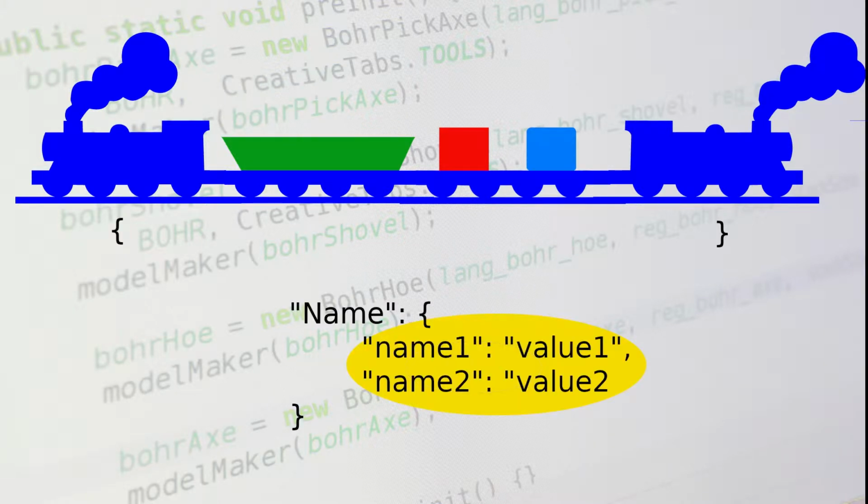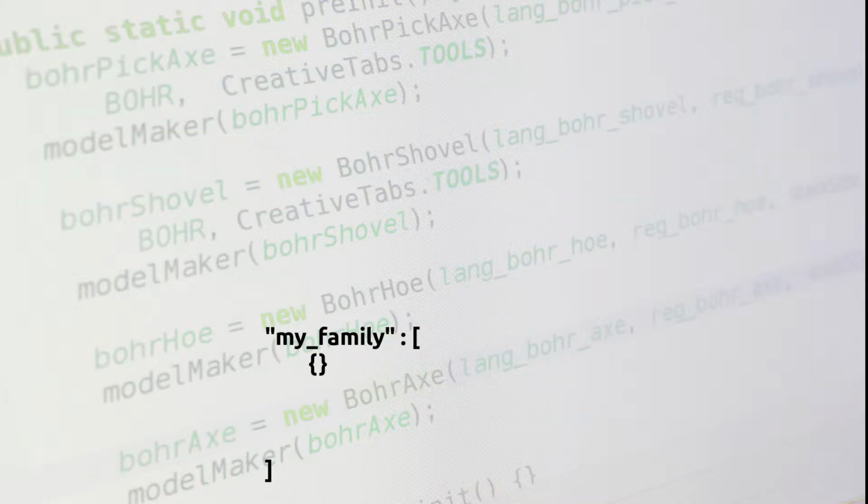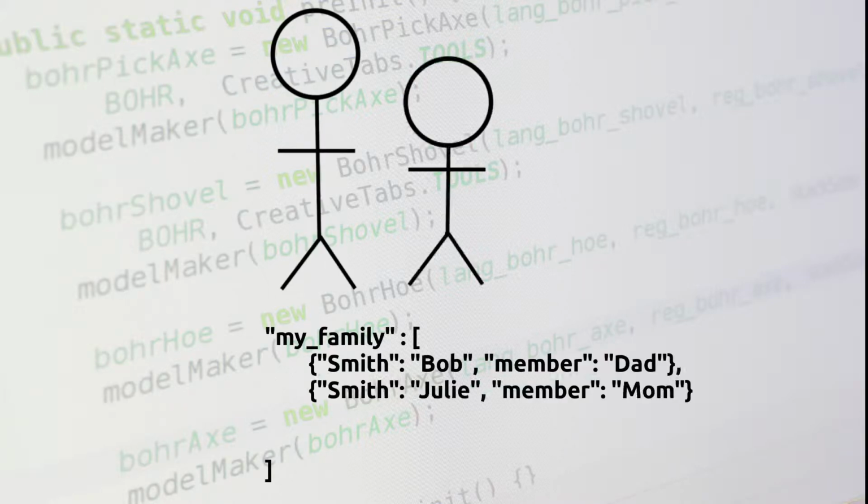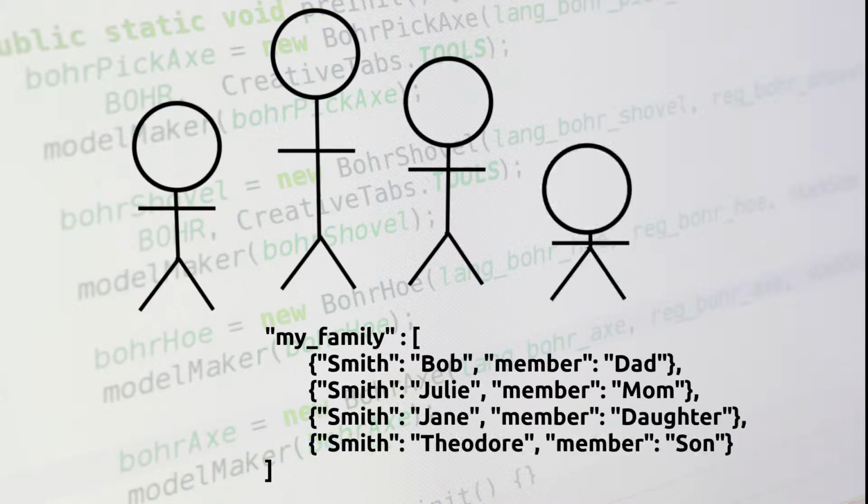Sometimes you have multiple values associated with a single name. It's like your family's last name. You are all the Blah family with some number of family members. So for each Blah, or Smith, we can have a Bob, a Julie, Jane, and little Theodore. So adorable. When we have repeated elements such as these, we can stick them in an array with square brackets.